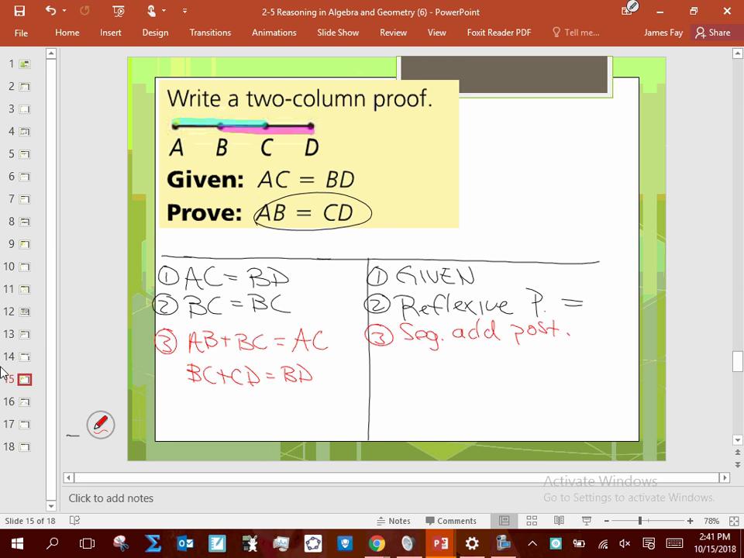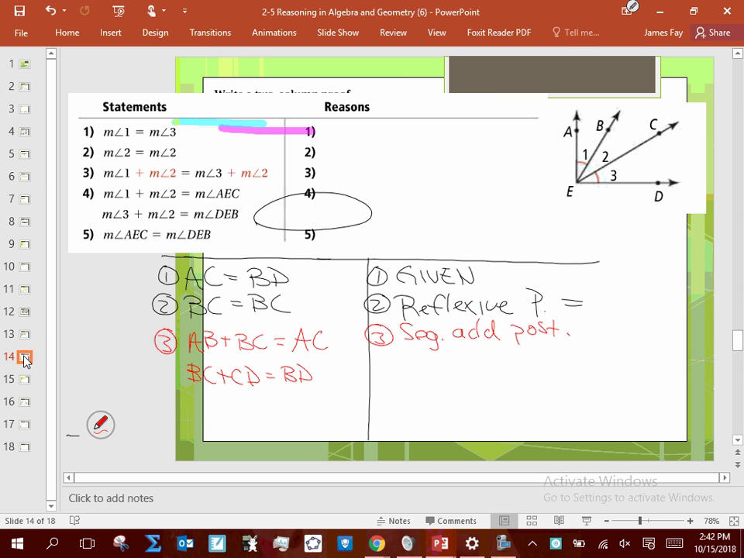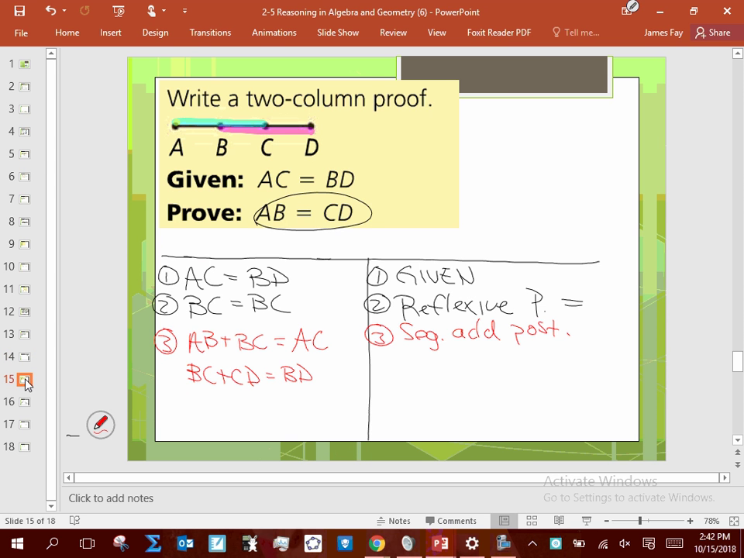Okay, so I'm not going to create anything new. I'm going to write another statement or a reason over here. Still segment addition. Let's jump back up real quick to the one we did on Friday. Is this an angle addition idea right here, where my cursor is? 1 plus 2 equals AEC. 2 plus 3 equals DEB. Pretty similar to what we're seeing here.